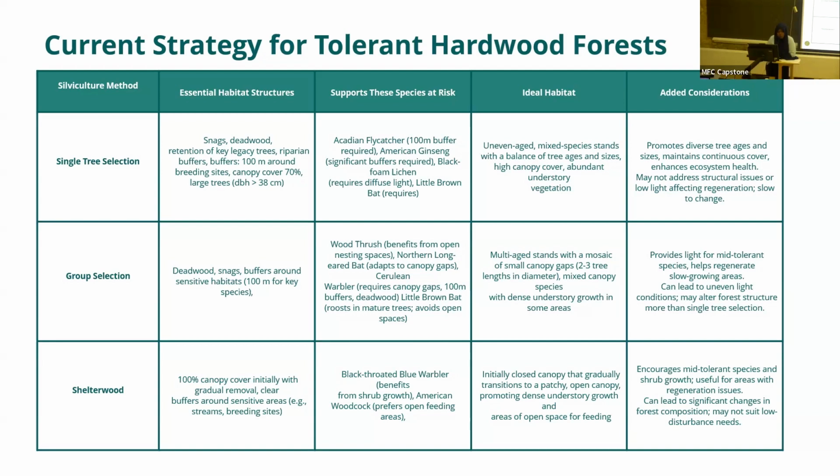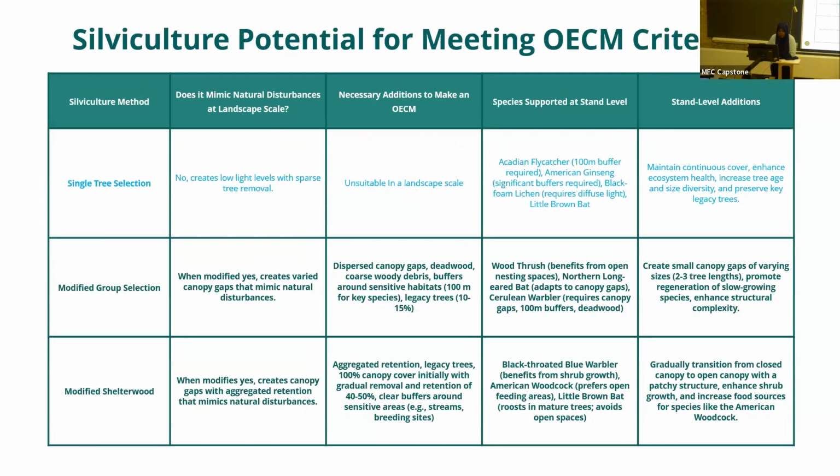Many of the guides do include the need to incorporate important habitat structures to support numerous species within the forest, such as snags and deadwoods. These practices are found to support key species at risk, such as the little brown bat, which requires roosting structures within the forest. They also discuss buffers around sensitive areas such as riparian zones. While many of the recommended silviculture methods have shown success in conserving specific species, when looking at a broader landscape scale, it becomes easier to rule out those that effectively do not mimic natural disturbances.